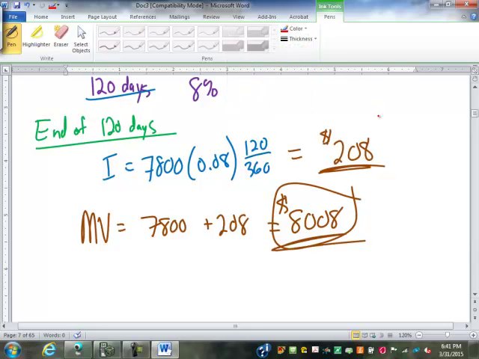Well, let's say that at day 91, something comes up. I need money. I need it quick, soon. I can't wait another 29 days for the 120 days to be up. I need money now to do something, whether I have an investment opportunity or bail money or whatever. I need money.